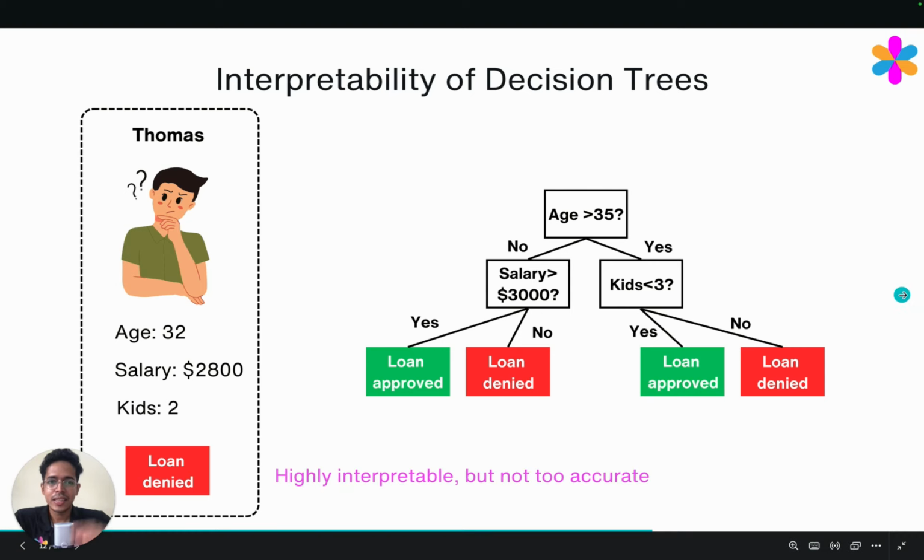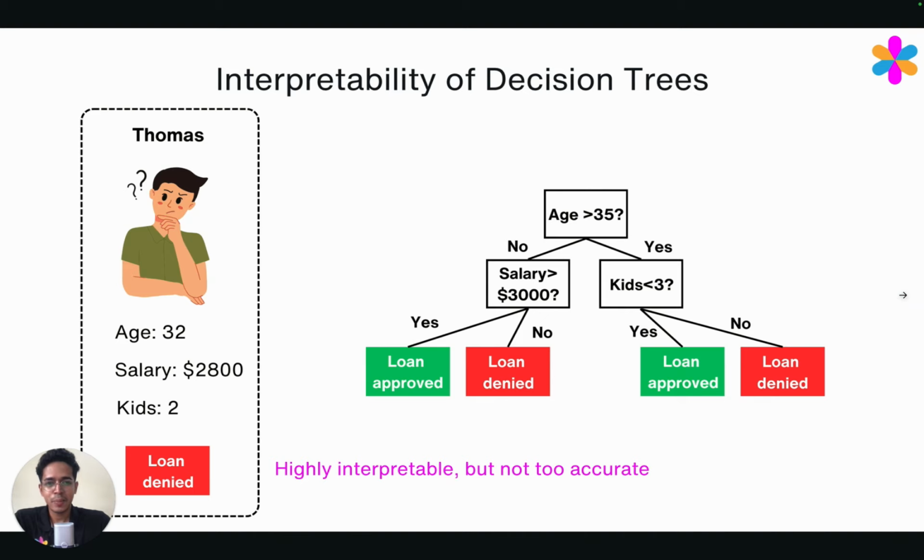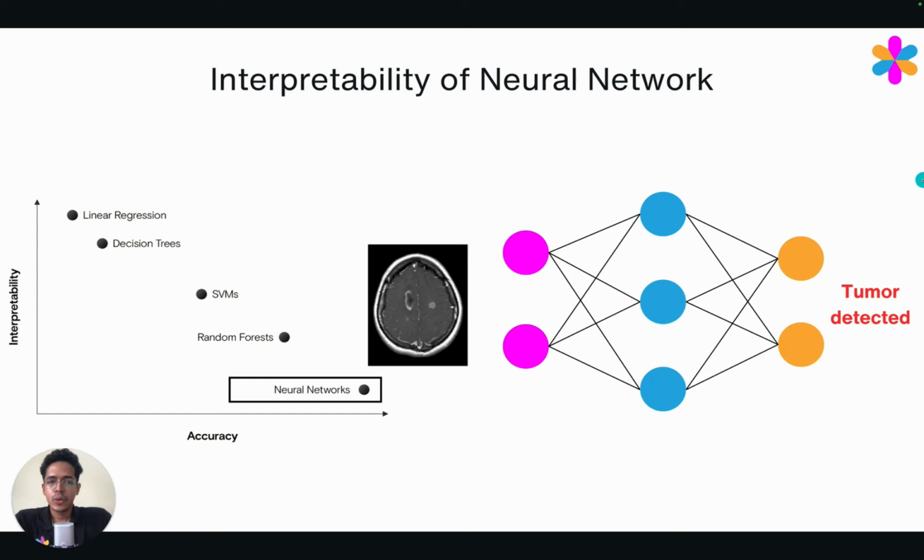Right, now let's come to the neural network. The decision tree is a highly interpretable model, but it may not be very highly accurate. Decision trees are not necessarily always very accurate, but they are very highly interpretable, as you can clearly see here. And let's look at the neural network. Let's take an example of brain tumor detection. So you have MRI or X-ray images of the brain.